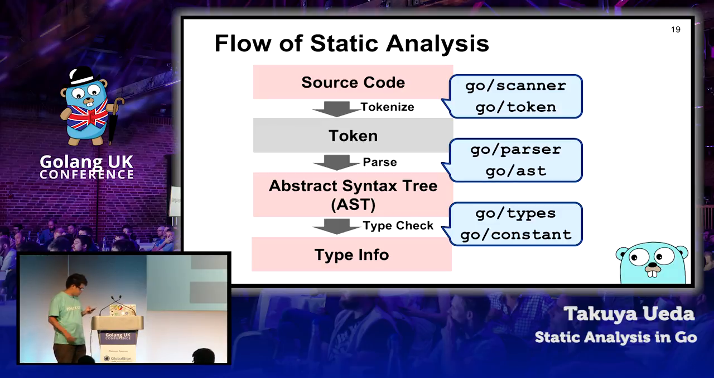The go/types package provides a type checker, which outputs type information from ASTs. The type checker evaluates constant values, detects types of expressions, and resolves identifiers. From the type information, you can know where this variable is defined and which type this function's return value is, and so on. In the following slides, I will show details of these steps.